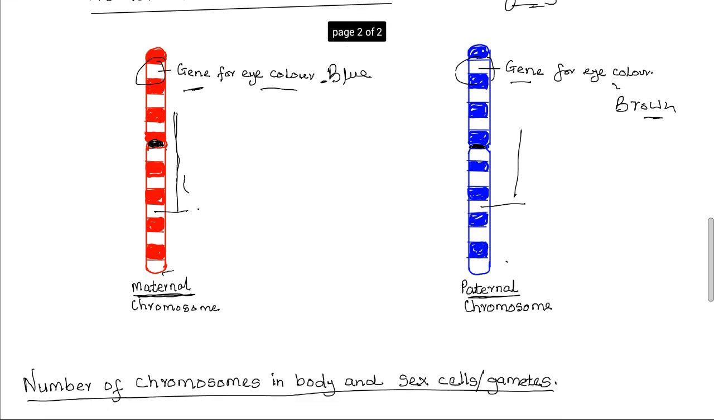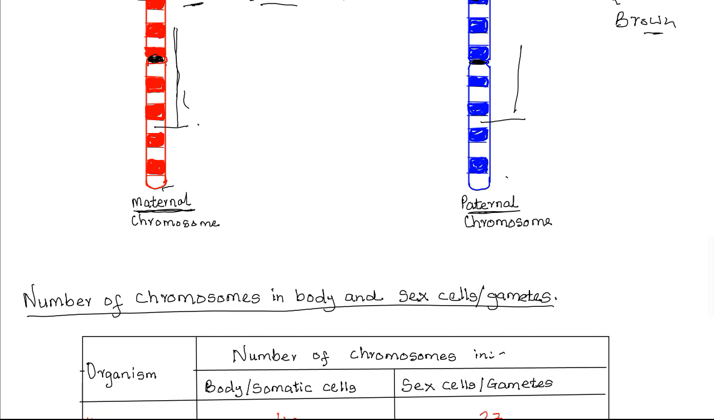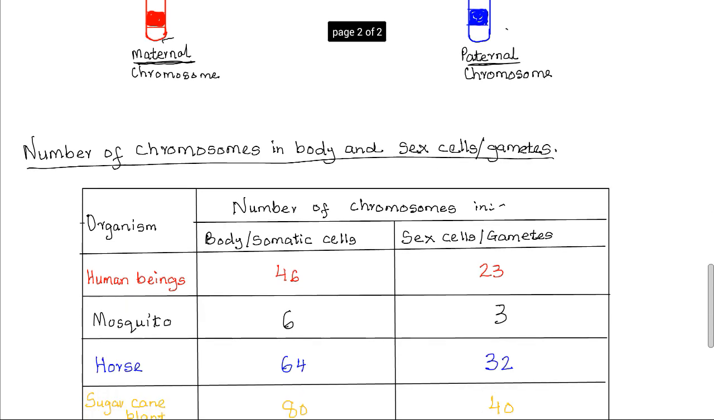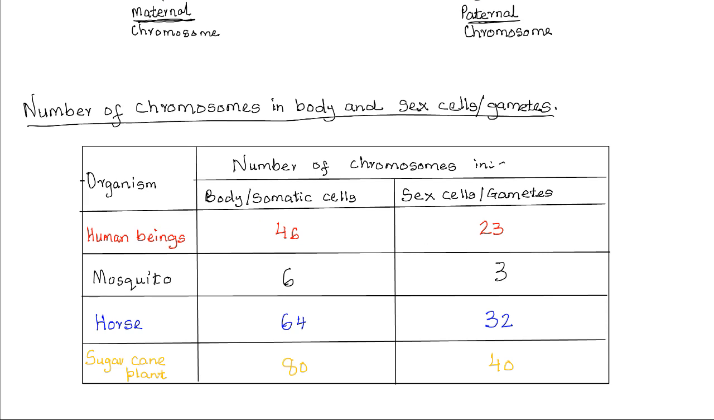Now, different organisms have a specific number of chromosomes in their body cells and also their sex cells. That is, the total number of chromosomes in the body cells or somatic cells is constant and species specific. We can illustrate this by looking at the table below. Here we have the different organisms and the number of chromosomes in their body cells and also the number of chromosomes in the sex cells or gametes.